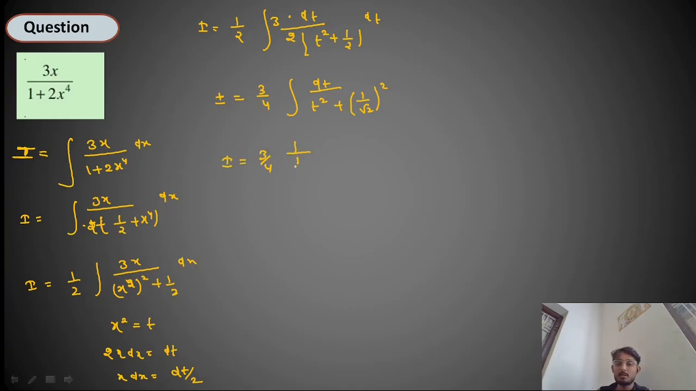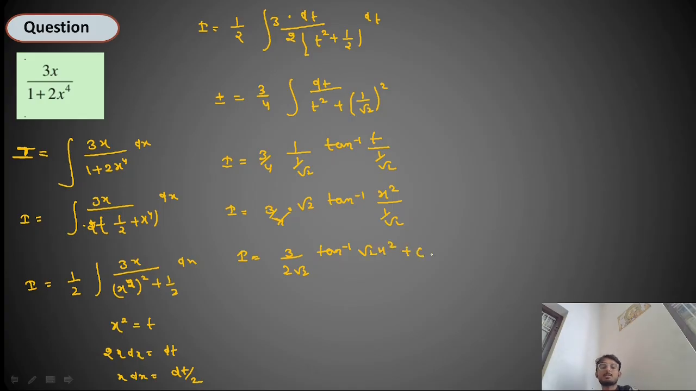1 upon a tan inverse x upon a. I equal to, reversing this term, 3 by 4 into root 2 tan inverse. You can put the value of t, equal to x square upon 1 upon root 2. I equal to, when you cancel out this term, you will get 3 upon 2 root 2 tan inverse root 2 x square plus c. This is the final answer. Okay.